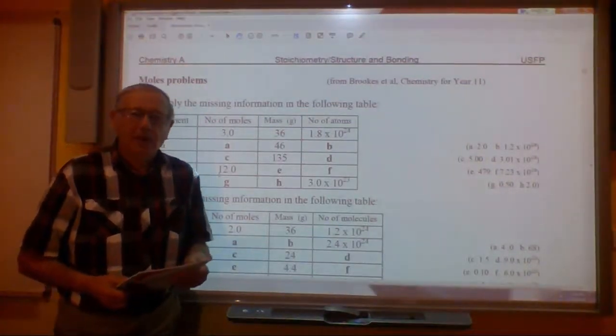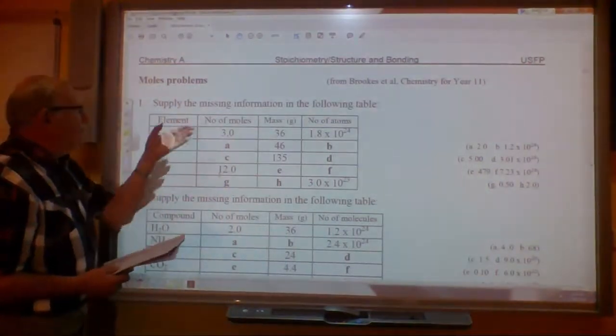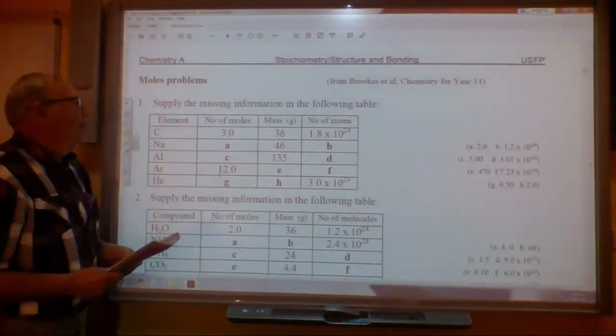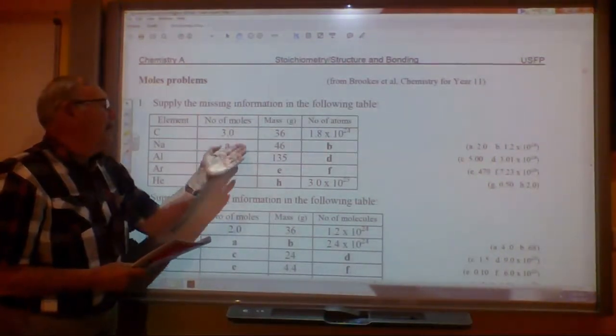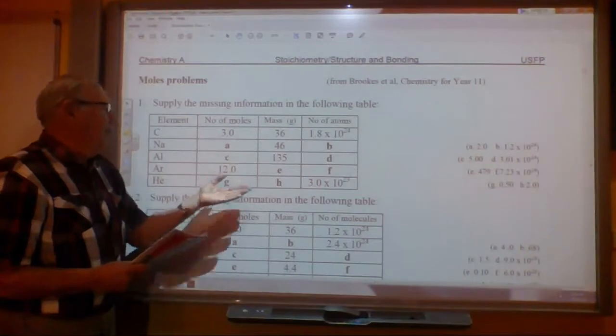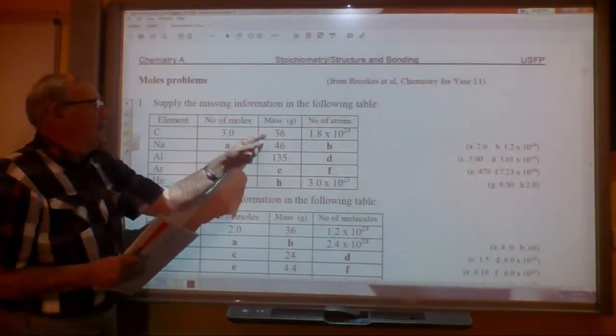Having a look now at mole problems. Here we see a table, and what we need to do is find out what the values of A and B and so on are. Here we can see an example.